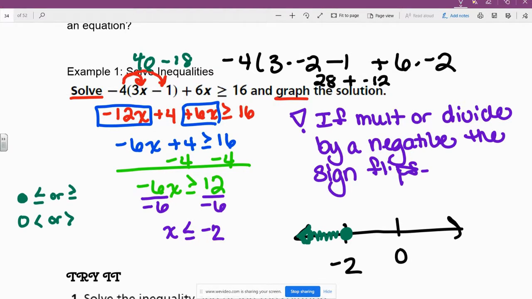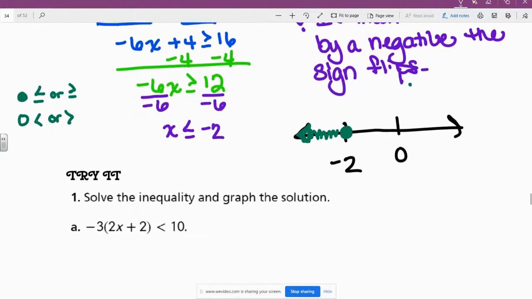There are a couple things you remember: you're going to solve it like normal, nothing different than when it's totally an equation. Reminder, if you multiply or divide by a negative, the sign flips. Also, if it's less than or equal to or greater than or equal to, you use a closed circle. And if it's open, that means it's less than or greater than.